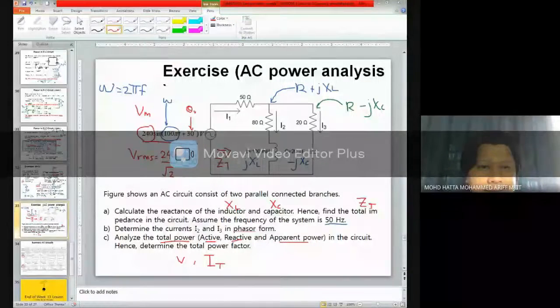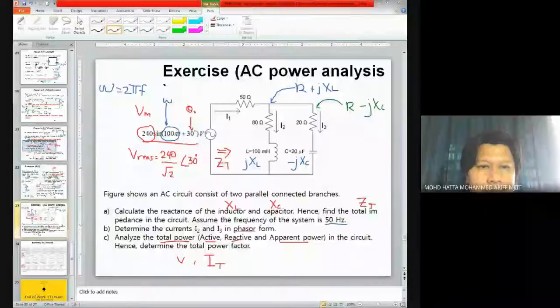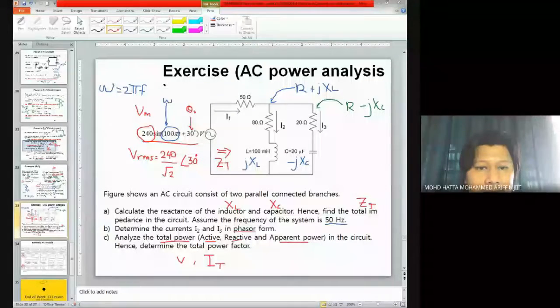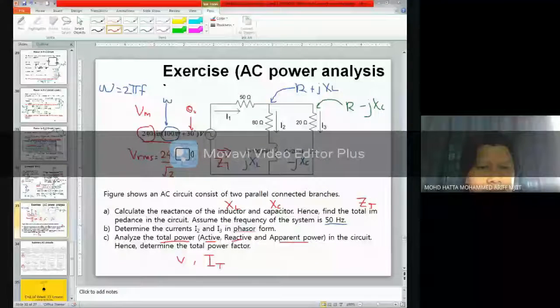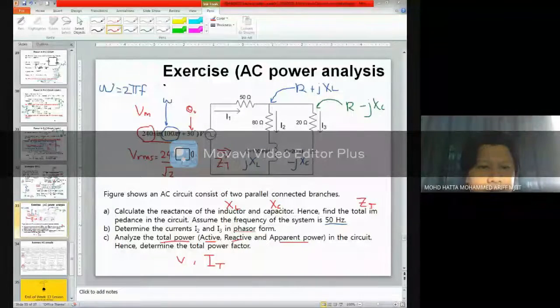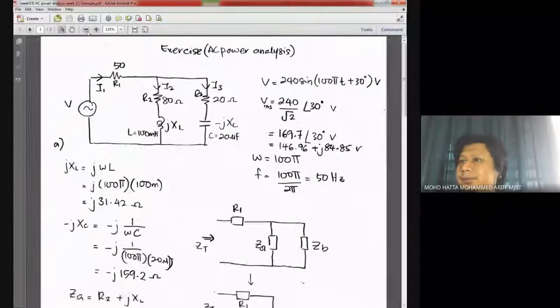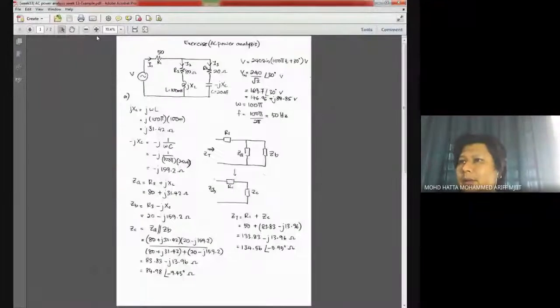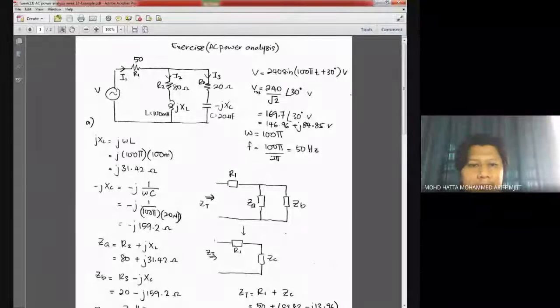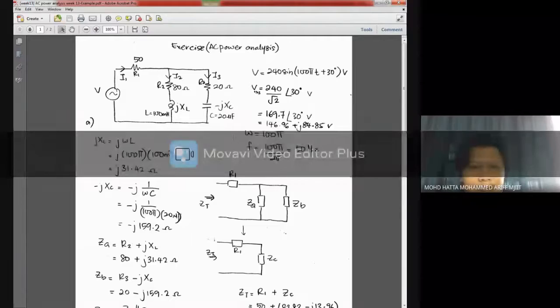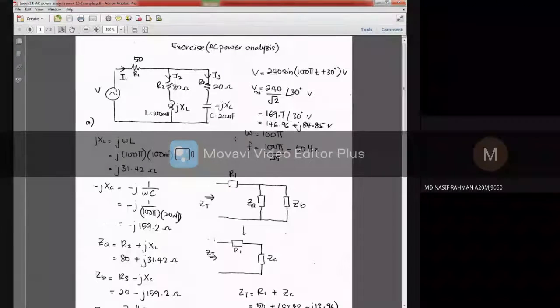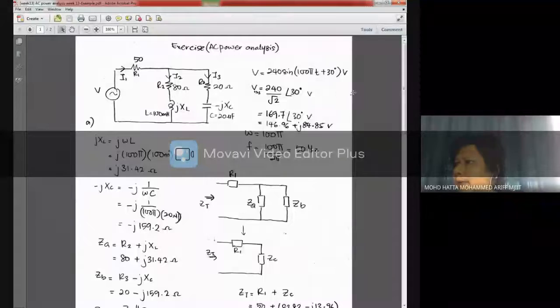Where is it? Exercise here. Okay, this is what happened in the solution. Okay, the first one, can you see it now? Is it clear? Yes, quite clear, Doctor. Okay, all right, thank you.